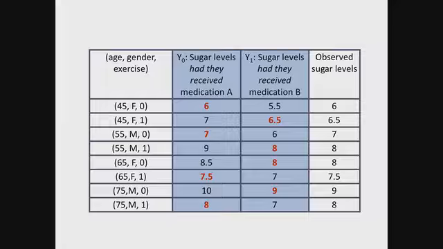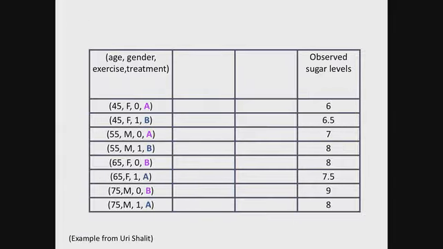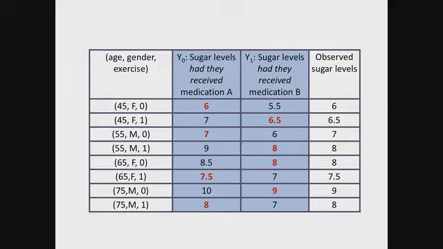But if you look at the previous slide, we observed for each individual that they got either A or B. And so we're only going to know one of these columns for each individual. So the first row, for example, this individual received treatment A. I've taken the observed sugar level for that individual, and since they received treatment A, that observed level represents the potential outcome YA or Y0. That's why I have a 6, which is bolded under Y0.